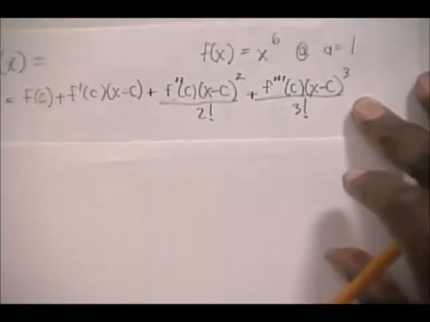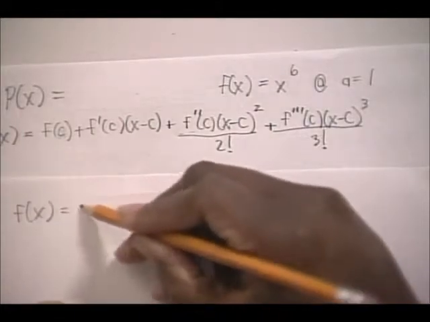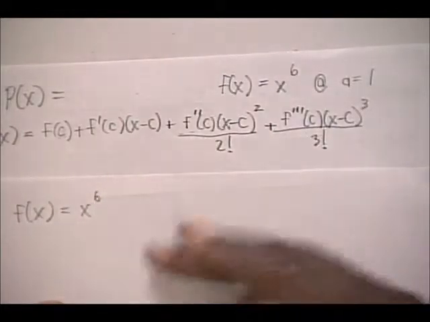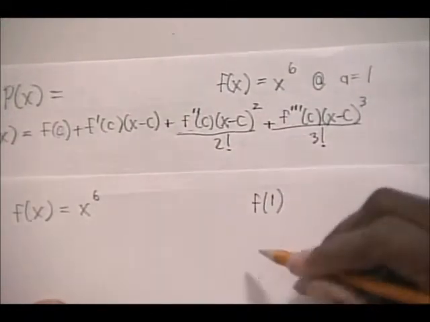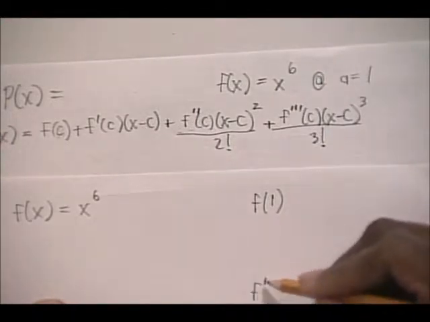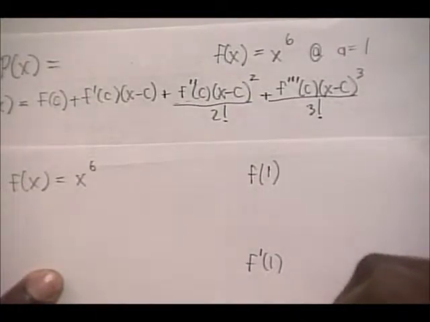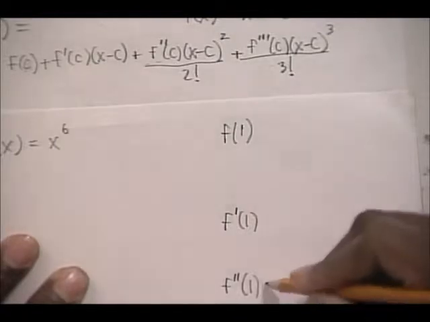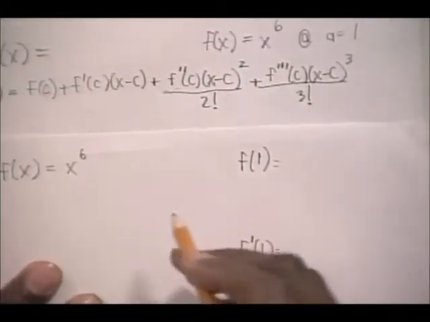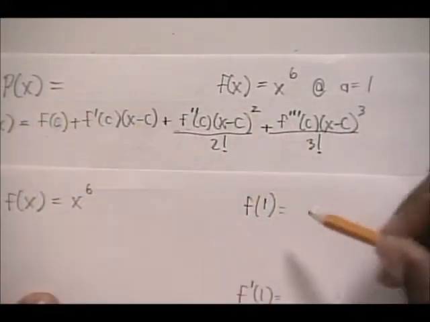All right, so what we've got again is f of x is x to the 6. What we're going to do is find f sub c, or f sub 1, determine f prime sub 1, determine f double prime sub 1, and then determine f triple prime sub 1. And we're going to substitute into our definition of the Taylor series that I have up here.